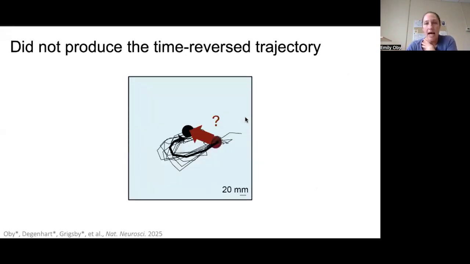So this task did not lead the monkey to generate the time reverse trajectory, but again, this task did not require him to do so for success, right? As long as he got the cursor to the target, he got his reward. So maybe he just wasn't motivated enough to generate the time reverse trajectory.